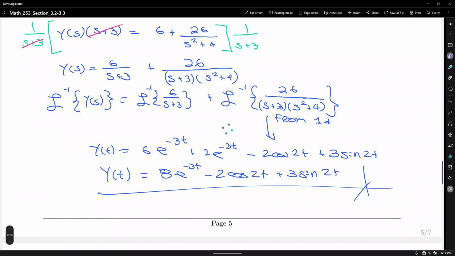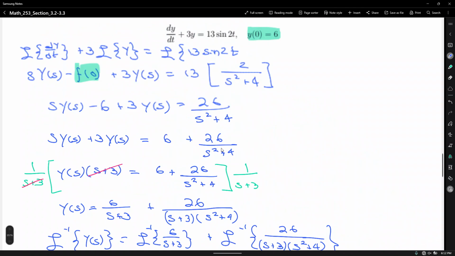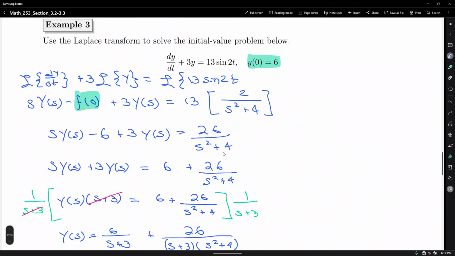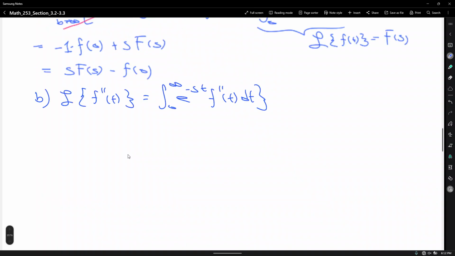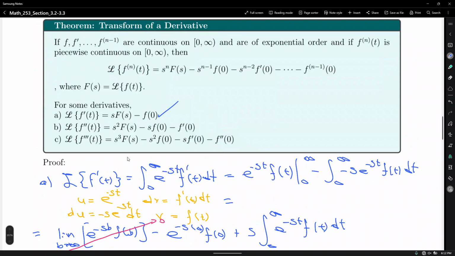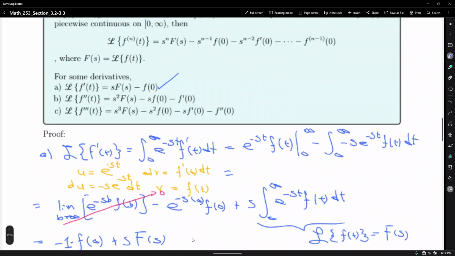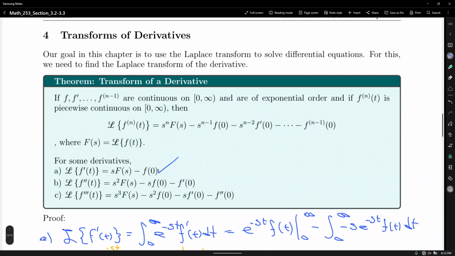Okay, so for the next example, we're going to solve a second order differential equation, unlike this one, which was a first order differential equation. Okay, so for the second order, if we go back to page 4, we need the transform of the first derivative, and we're going to need the transform of the second derivative. Okay, so let's keep those in mind and go and solve the next example.